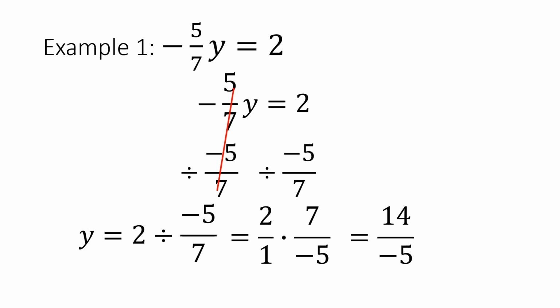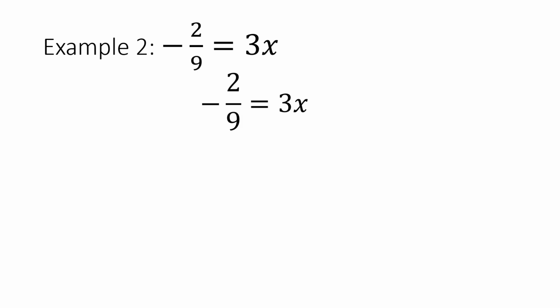Example 2, we have negative 2 over 9 equals 3x. And so the 3 and the x are attached, and so that means that they are being multiplied. In order to undo multiplication, we want to divide. And so we are going to divide by the number that's attached to the variable, which is the 3.